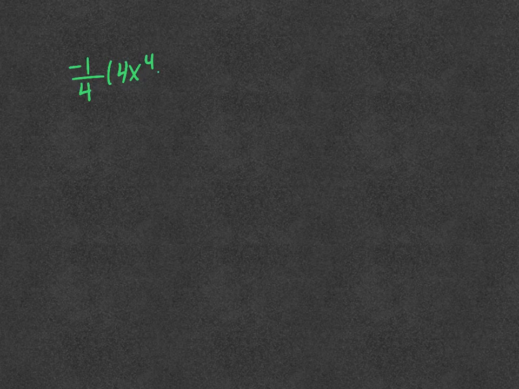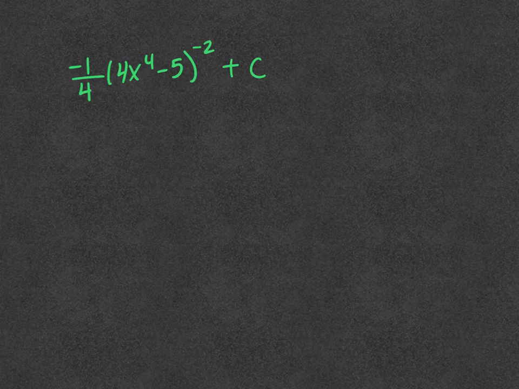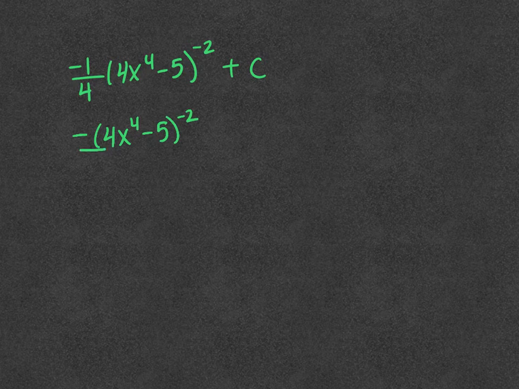So we have negative 1/4, 4x to the 4th minus 5 to the negative 2 plus c. So I want you to understand that you could actually write this as your numerator since it's multiplied by negative 1. So you could make this technically negative (4x to the 4th minus 5) to the negative 2 power all over 4 plus c. That's another way.